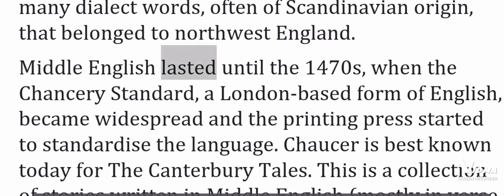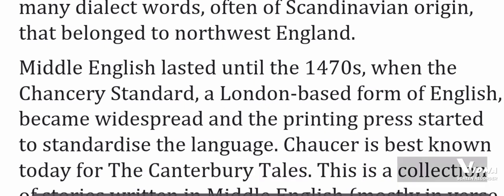Middle English lasted until the 1470s, when the Chancery Standard, a London-based form of English, became widespread and the printing press started to standardize the language. Chaucer is best known today for the Canterbury Tales.